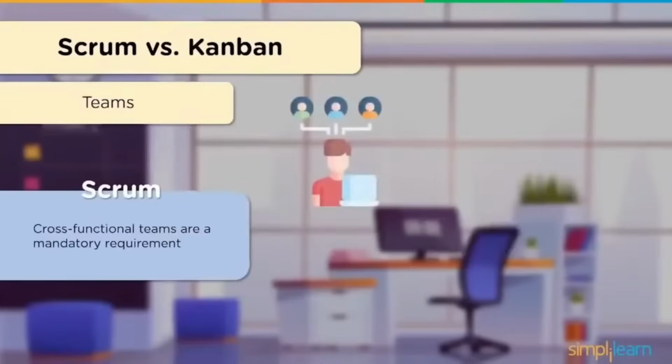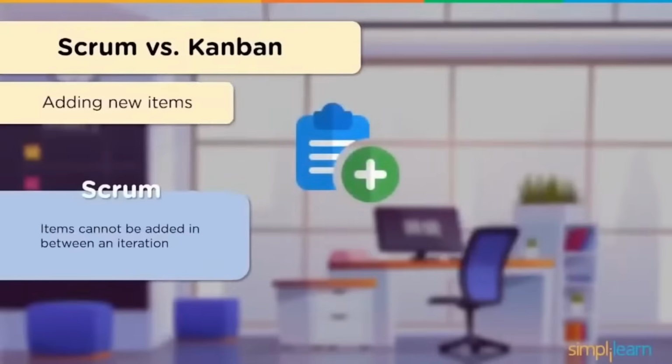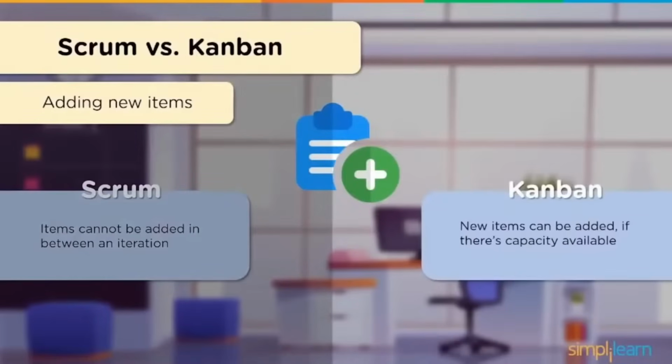Next, let's have a look at how teams work in these frameworks. In Scrum, you need a cross-functional team to achieve your goals in a sprint. In Kanban, cross-functional teams are optional, but specialized teams that focus on particular aspects of the workflow are required. Now, let's talk about new additions. In Scrum, just like handling changes, you can't add any items between a sprint or an iteration. In Kanban, new items can be added to the board as long as there's capacity available for it.